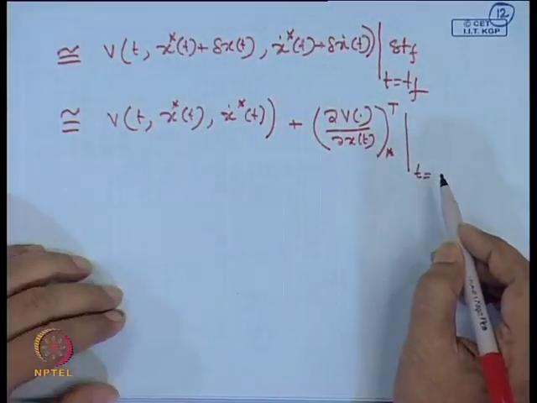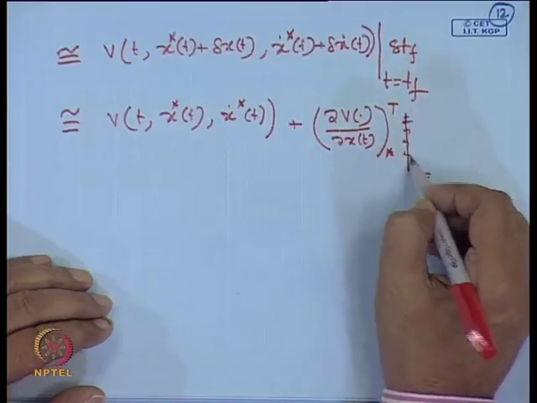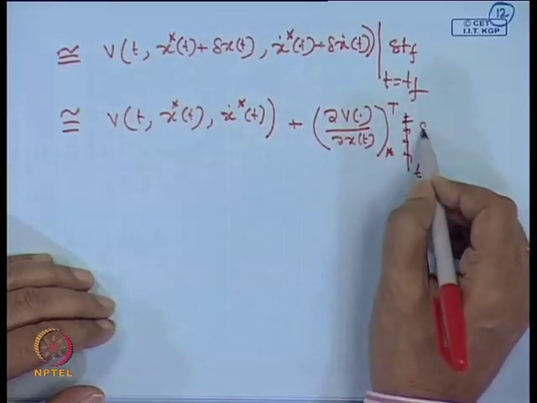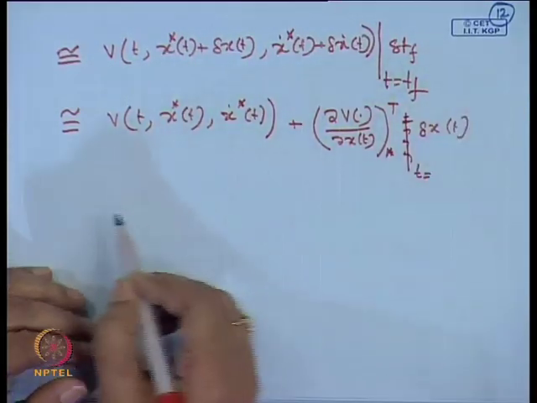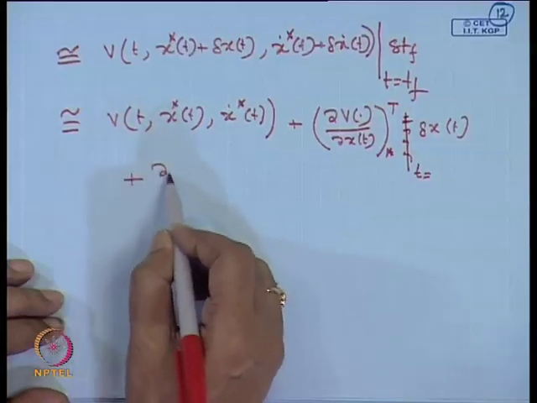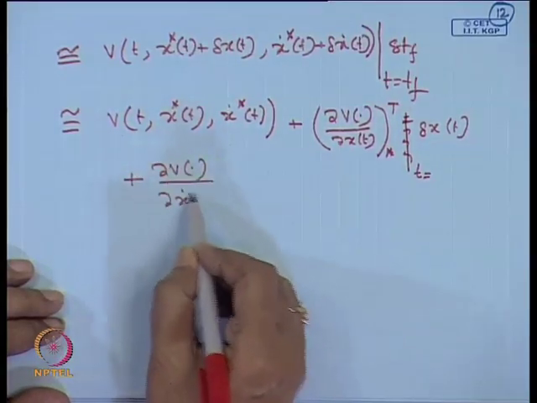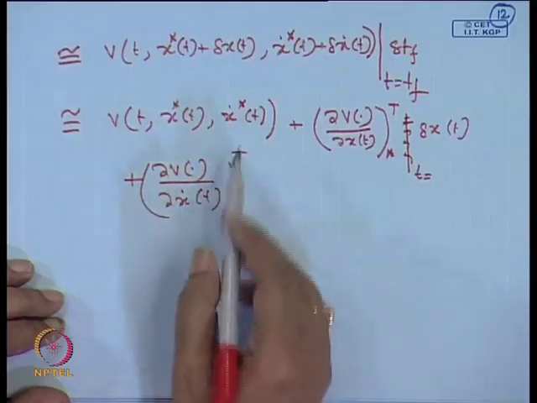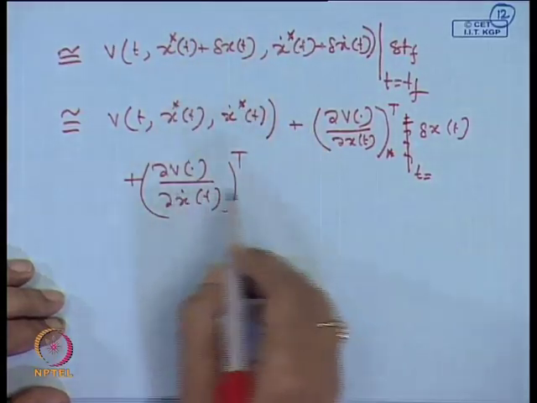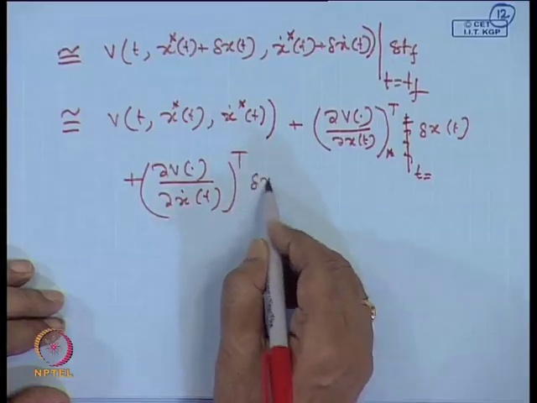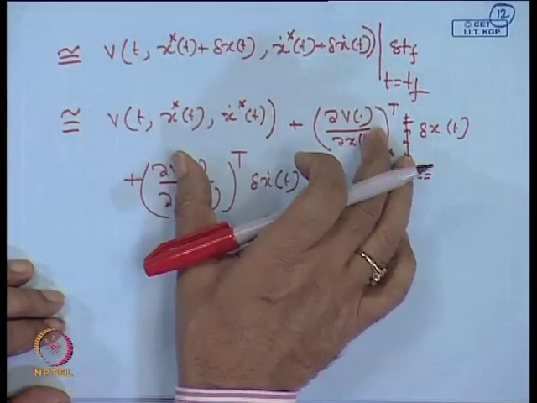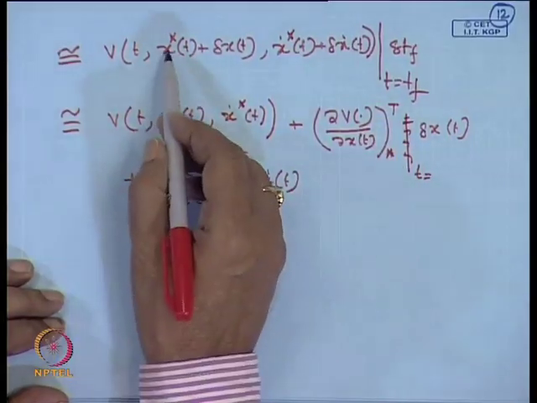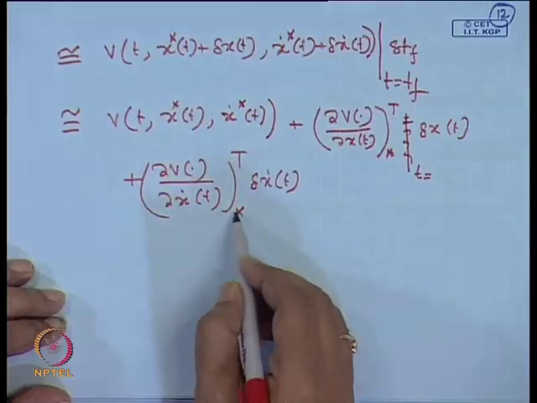Because first time I will write the Taylor series expansion, then the whole thing I will write at T equal to T f, this into delta x of t plus del v dot del x dot of t whole transpose. Then, because along the trajectory this is equal to x dot of t, agree? This whole thing is nearly equal to what I have written. And what is this value? I am around x star, that is why I have written x star.